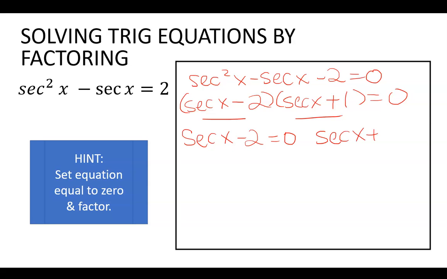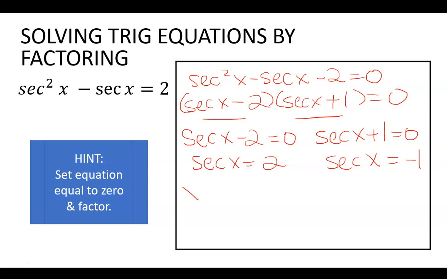Secant x plus 1 is equal to 0. Take my constants to the other side, and I am left with secant x equals 2 and secant x equals negative 1. Okay, look at your unit circle, find your values. When you think that you have the answer, hit play.